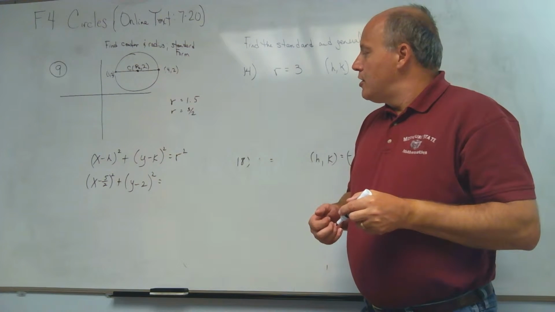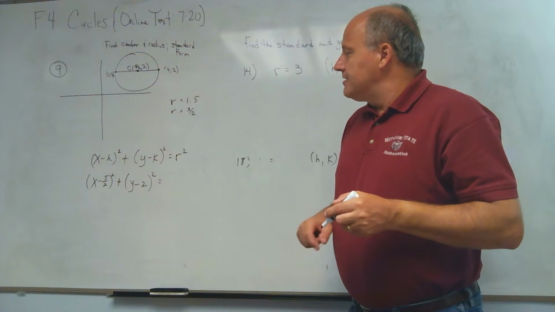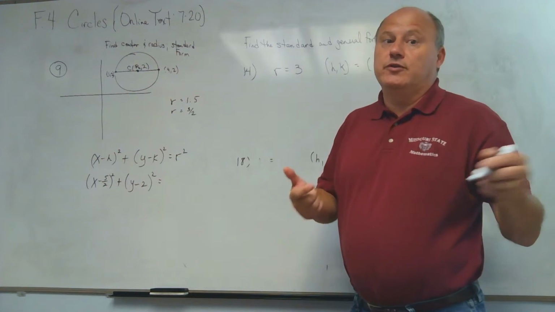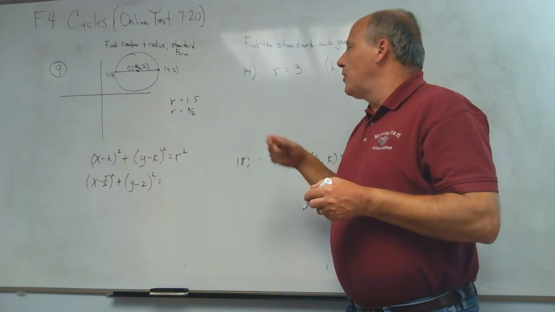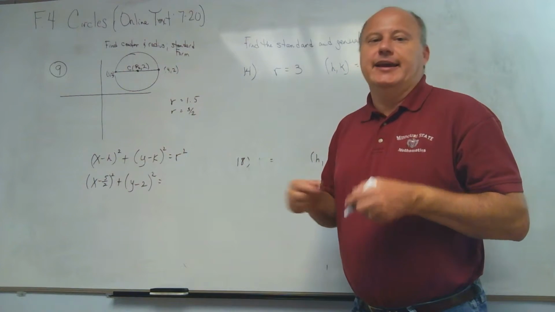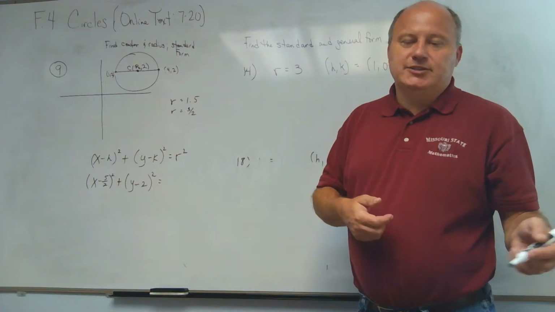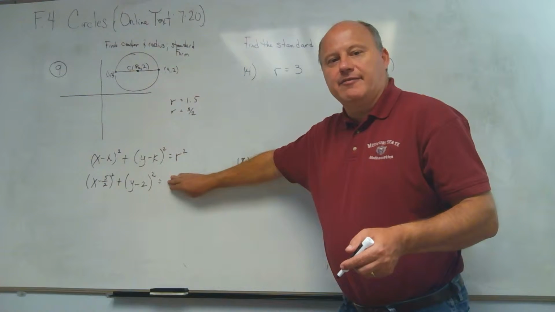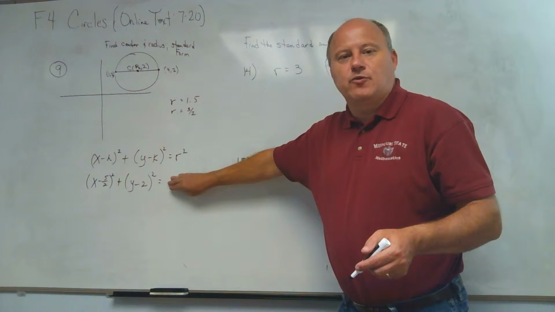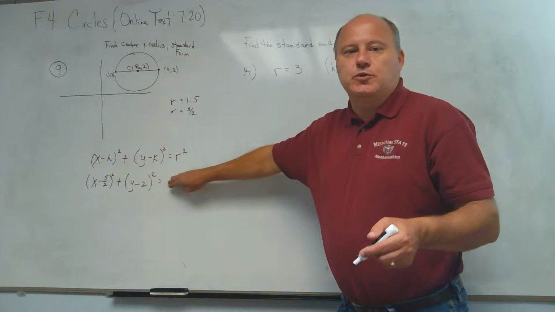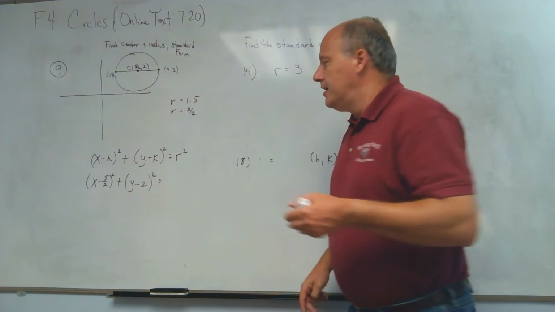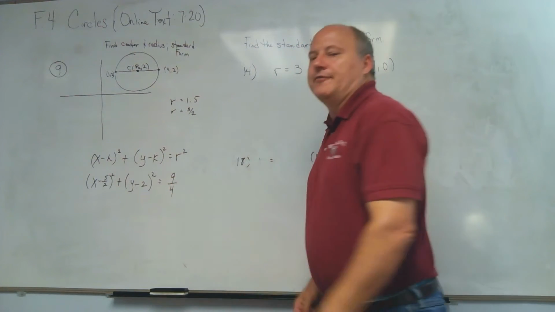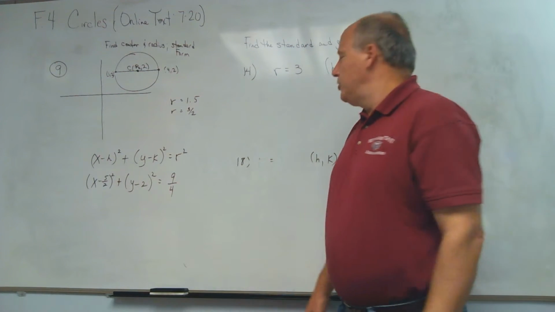So the radius has to be squared. So I can square 1.5 and get 2.25, or I can square 3 halves and get 9/4. And so this number could either be 9/4 there or 2.25 there. And they are the same number. 9/4 is 2.25. So which one do I want? Which one do you want to put down? So I kind of like fractions myself more than decimals, so I'll write 9/4. So it kind of depends on what you want.